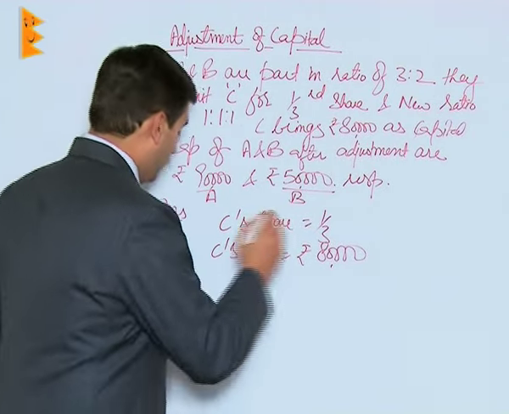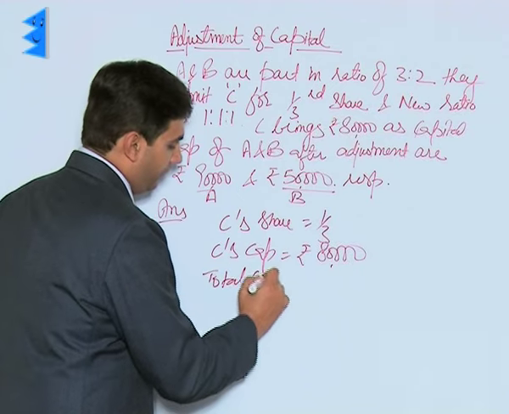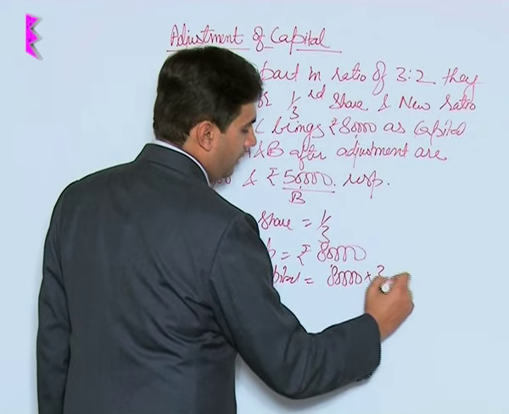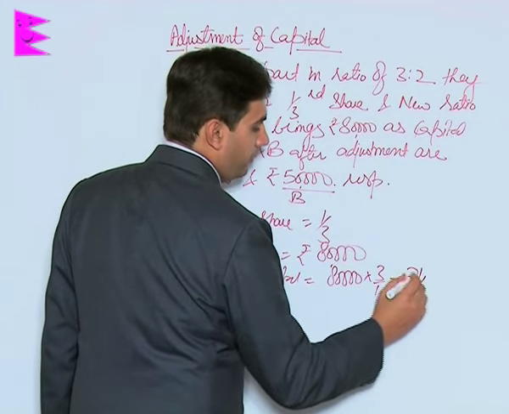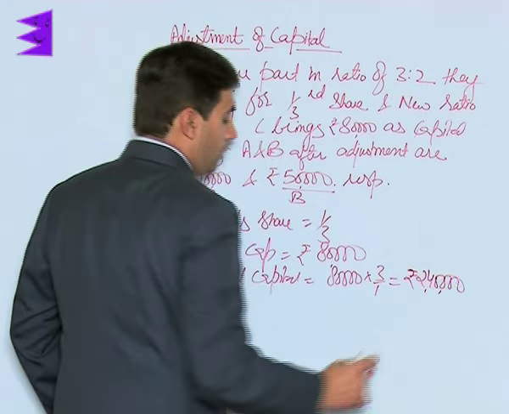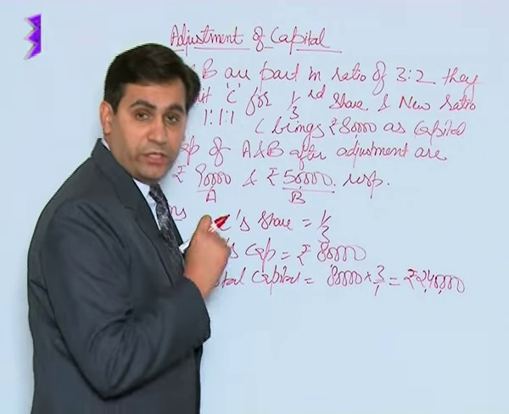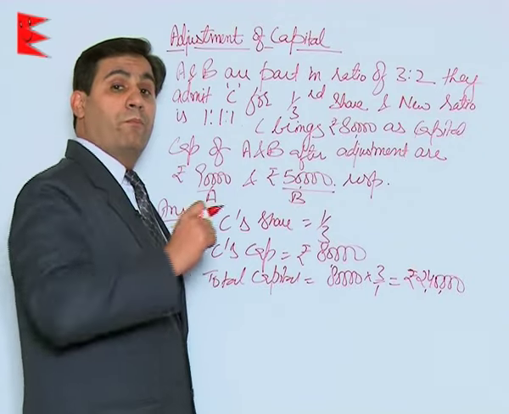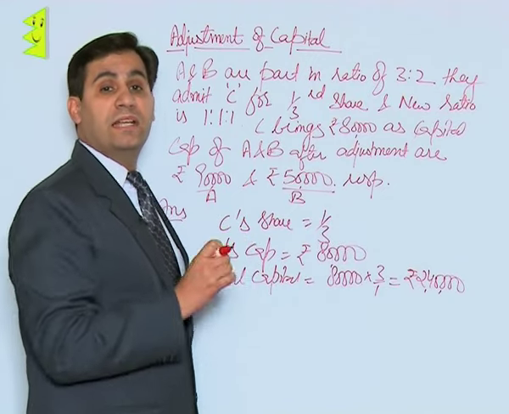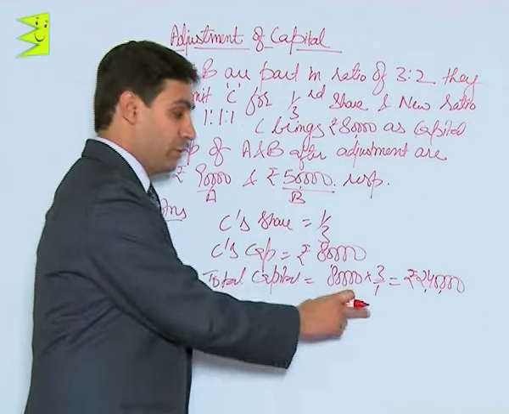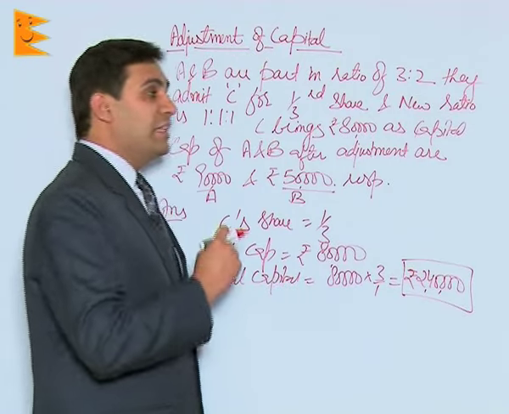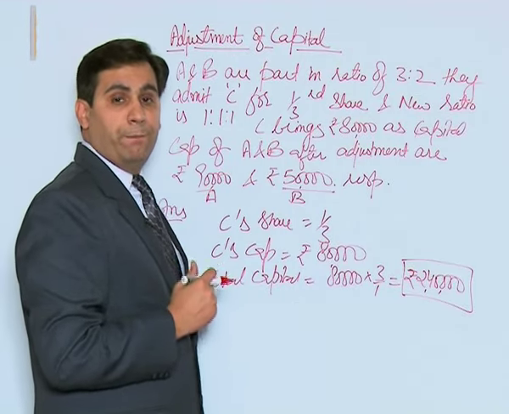of the business. This implies total capital of the firm would be 80,000 into 3/1, that is 2,40,000. Now students, this is the total capital of the firm, and by total capital of the firm I mean the capital of A, B and C taken together. That means new partner is also included in here. Now we have got the total capital of the firm. Let us see what should be the capital of A and B.